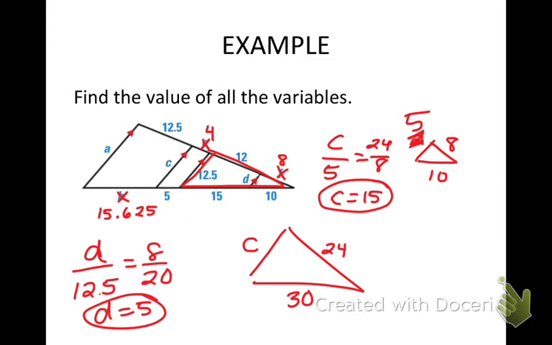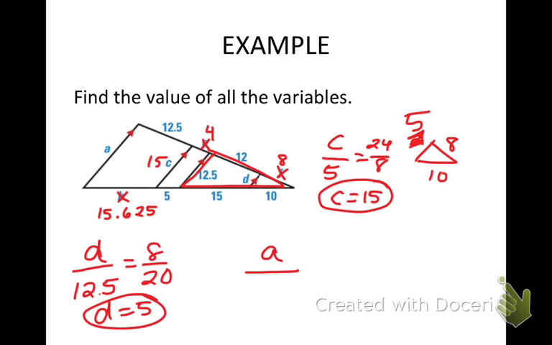Okay, so can we do the last one for A without making the triangle? What can we put A over top of? A over, what did we just say C was? 15. Okay, so if we do A over 15, then what are you going to do? 30 over 10. Oh, this is. I would have went here with my 5, 8, 10, but that's okay.